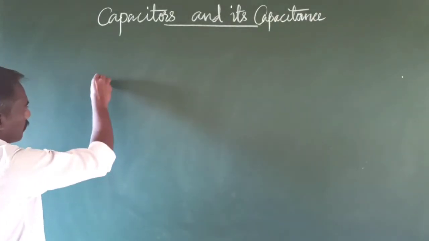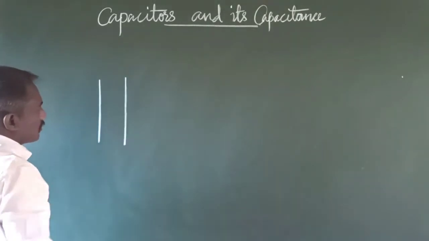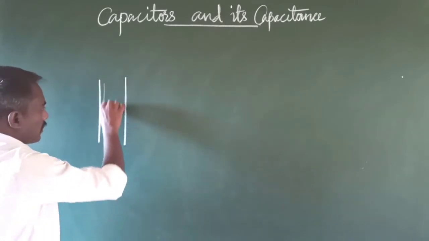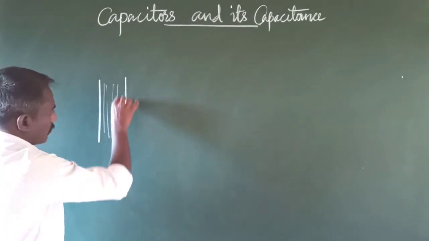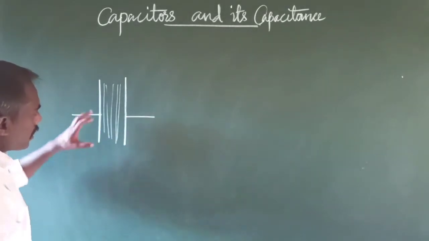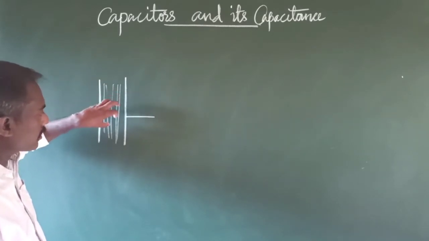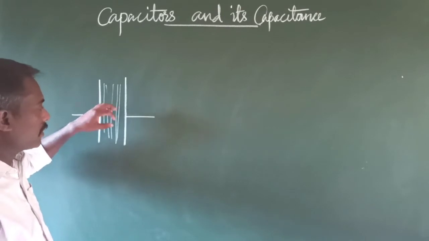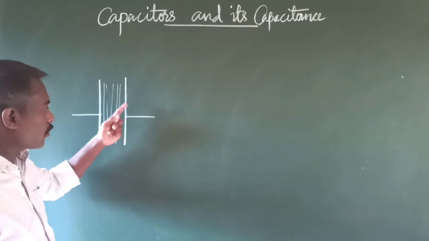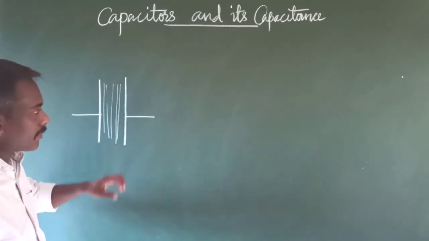Say, a capacitor: two conductors are separated by an insulating medium between them. So a large amount of electrical energy is stored inside this capacitor in a small space. The electric energy is stored as electric potential energy. So how does it take place?